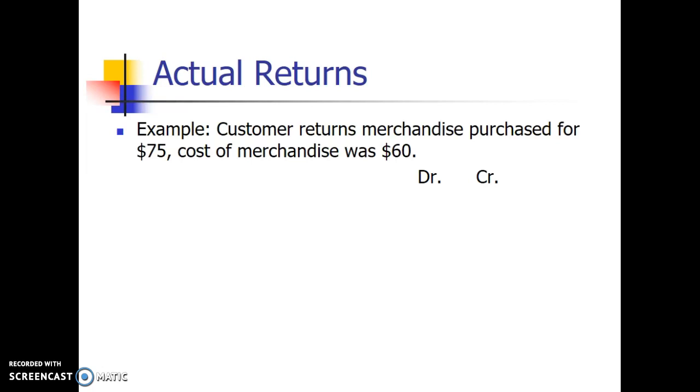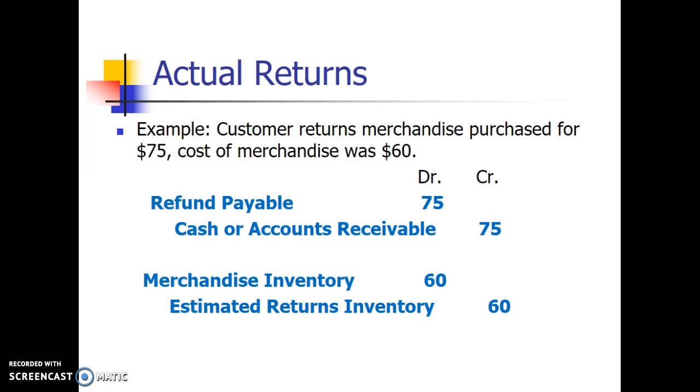Then when it comes time for a customer to actually make a return, here's a situation: the customer returns merchandise that they bought for $75, but our cost of that merchandise was $60. When they bring it back, we're going to debit that liability, refund payable, for the $75 and credit cash, or if they returned it before they paid for it on account, we would credit accounts receivable. Then we need the second entry, because we're going to take that $60 and put it into the merchandise inventory account. We're going to take it out of estimated returns inventory and put it in merchandise inventory by debiting merchandise inventory 60 and crediting estimated returns inventory 60.